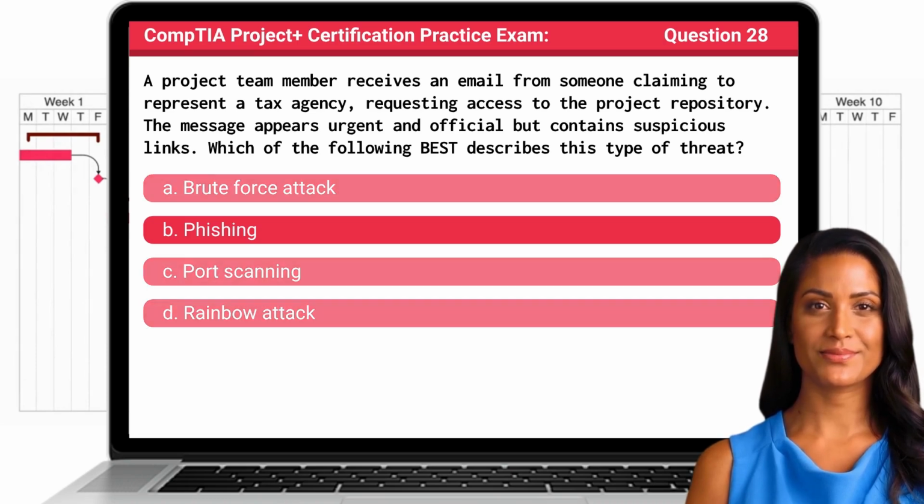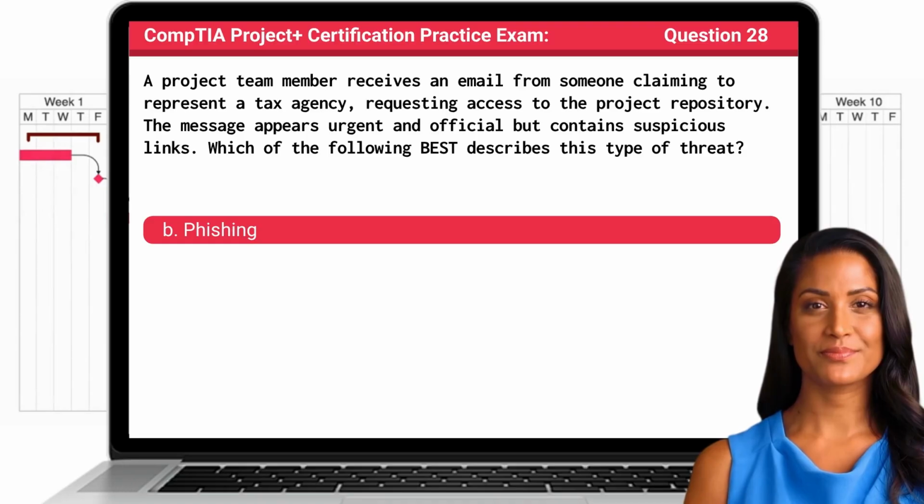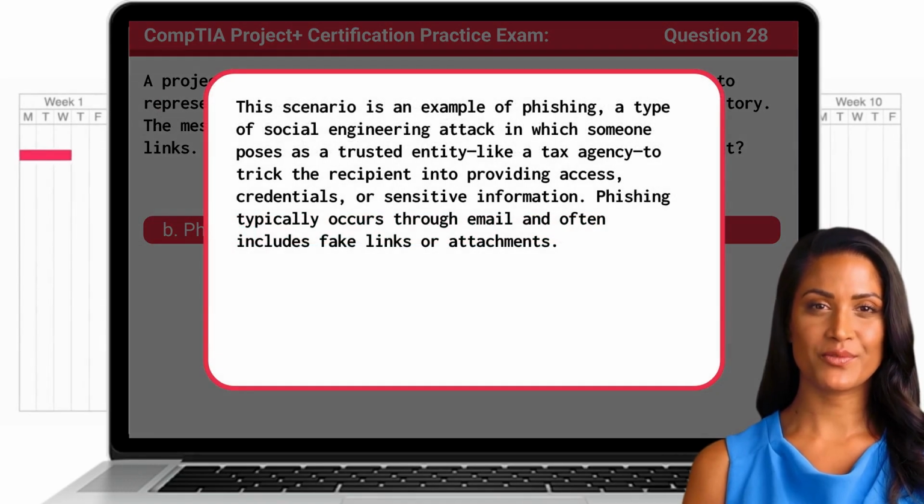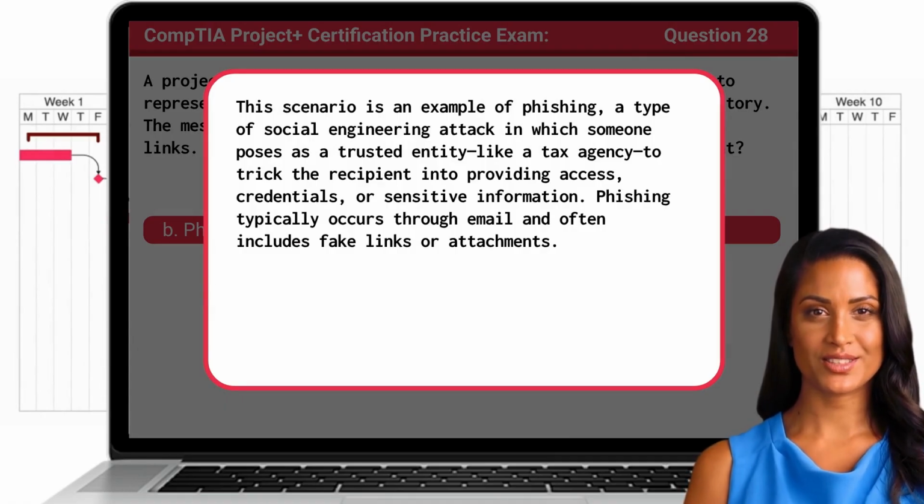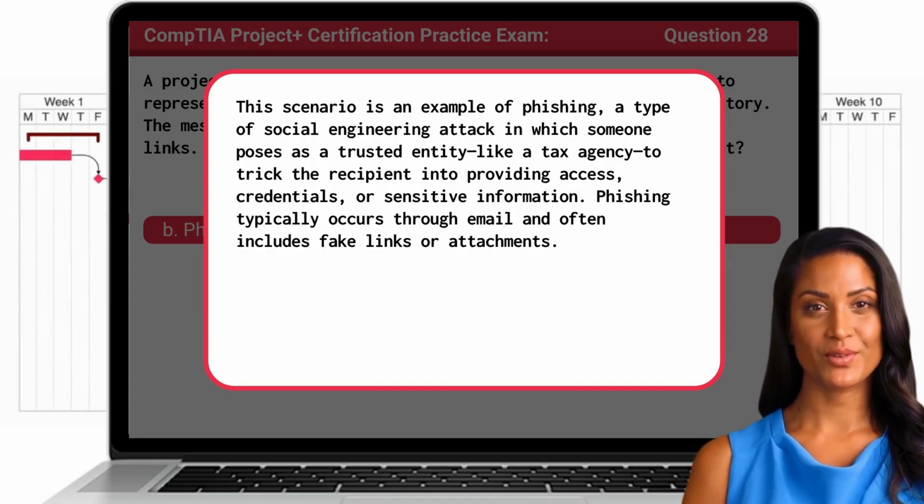The answer is B. Phishing. This scenario is an example of phishing, a type of social engineering attack in which someone poses as a trusted entity, like a tax agency, to trick the recipient into providing access, credentials, or sensitive information. Phishing typically occurs through email and often includes fake links or attachments.